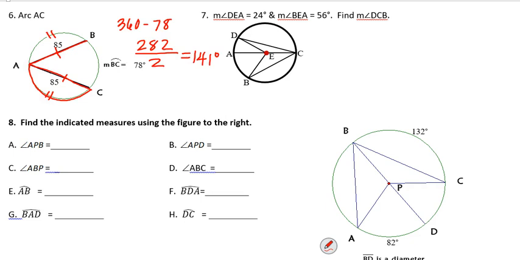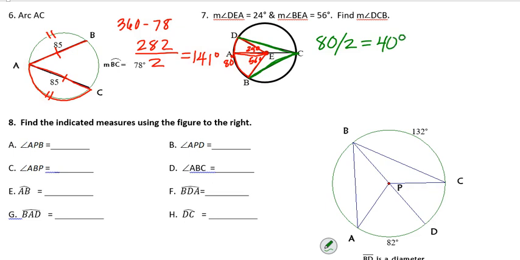Now over here, the first thing I'm going to do with number 7 is label what I have. Angle DEA is this angle right here, so I'm going to put 24 here. And then BEA is right there, so I'm going to make this one 56. Well, when I add those two together, that's 80. So that means that this arc out here is 80 degrees. So then when I'm looking for angle DCB, that's this angle right here, I should be able to see that that's the inscribed angle. So I'm going to do 80 divided by 2, and that's 40 degrees.